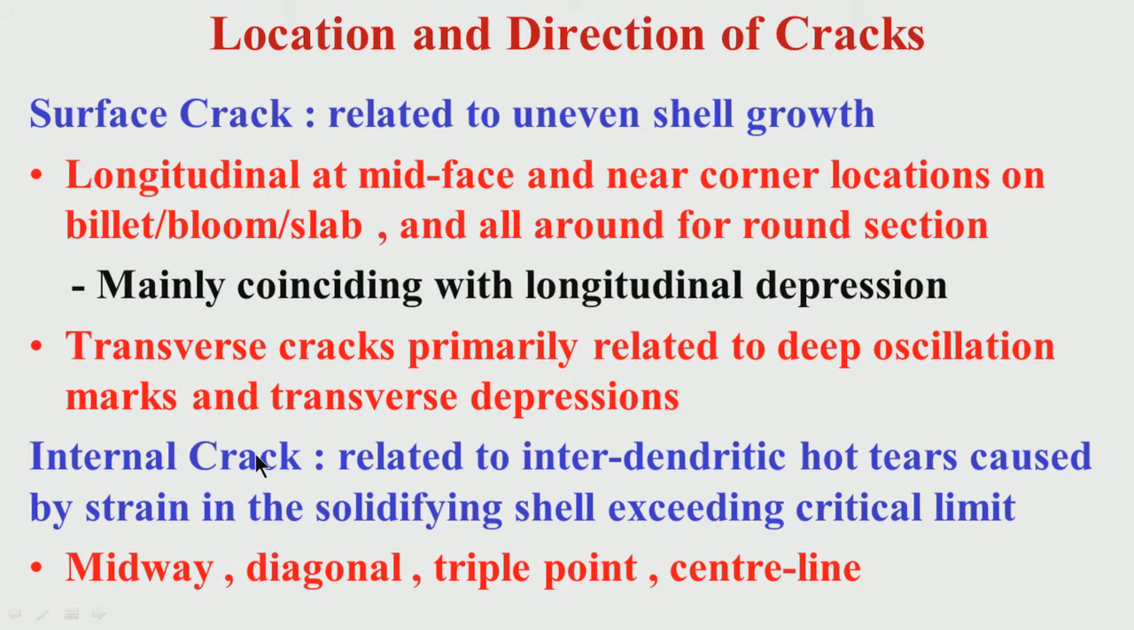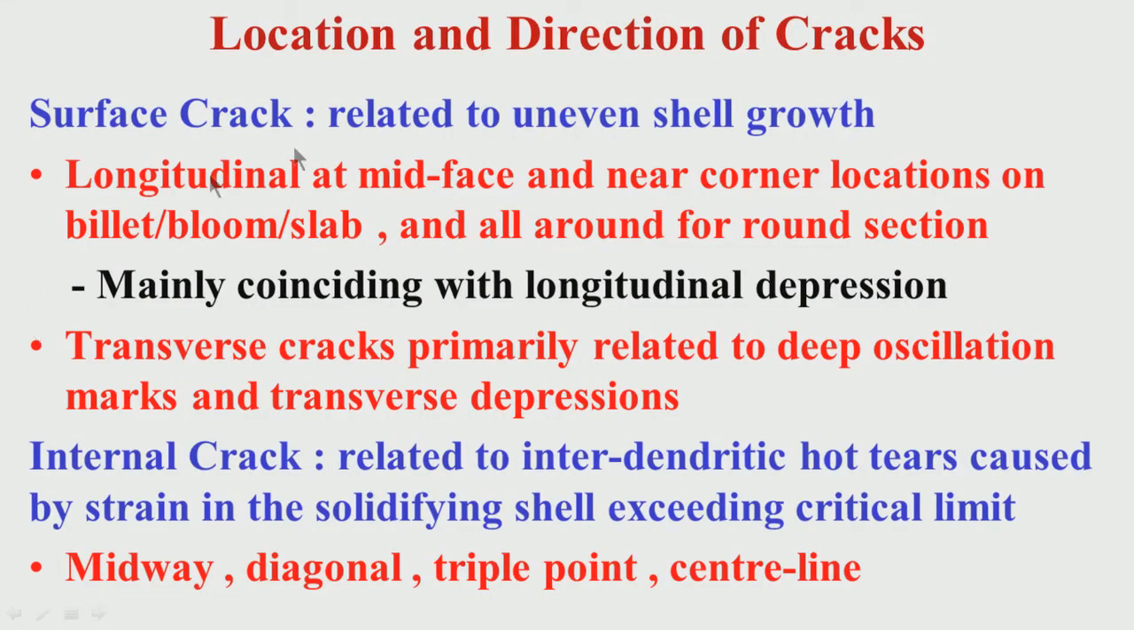of the cast product. That means you have to cut the product, whether it is billet, bloom, round or slab, in the cross section to have a view at the internal cracks. So surface cracks you can see on the surface of the cast products, so straight away you can have some idea of it, but for internal cracks normally you have to take a sectional view.